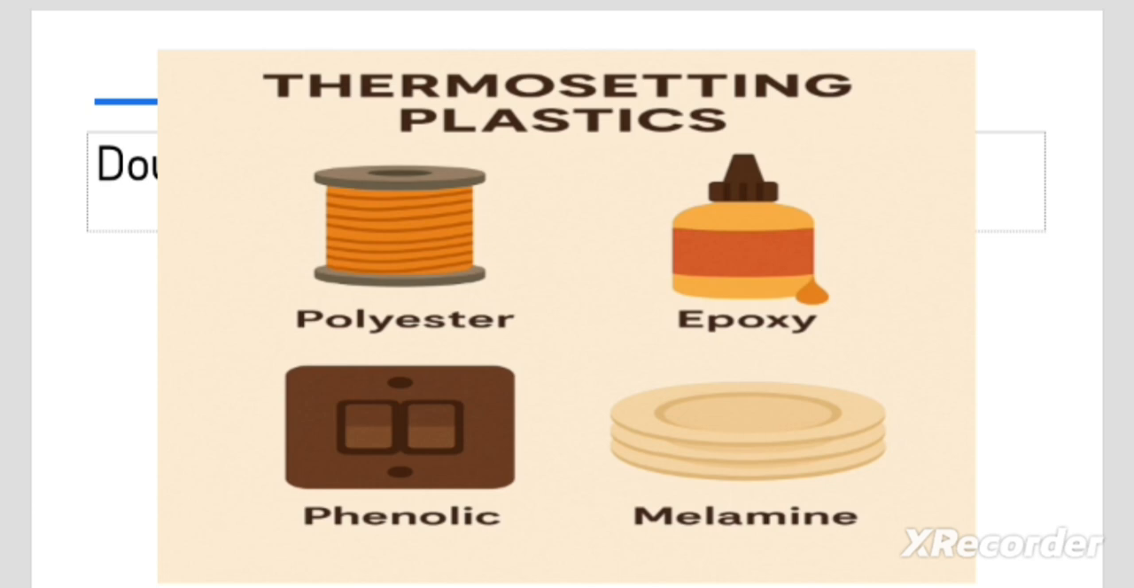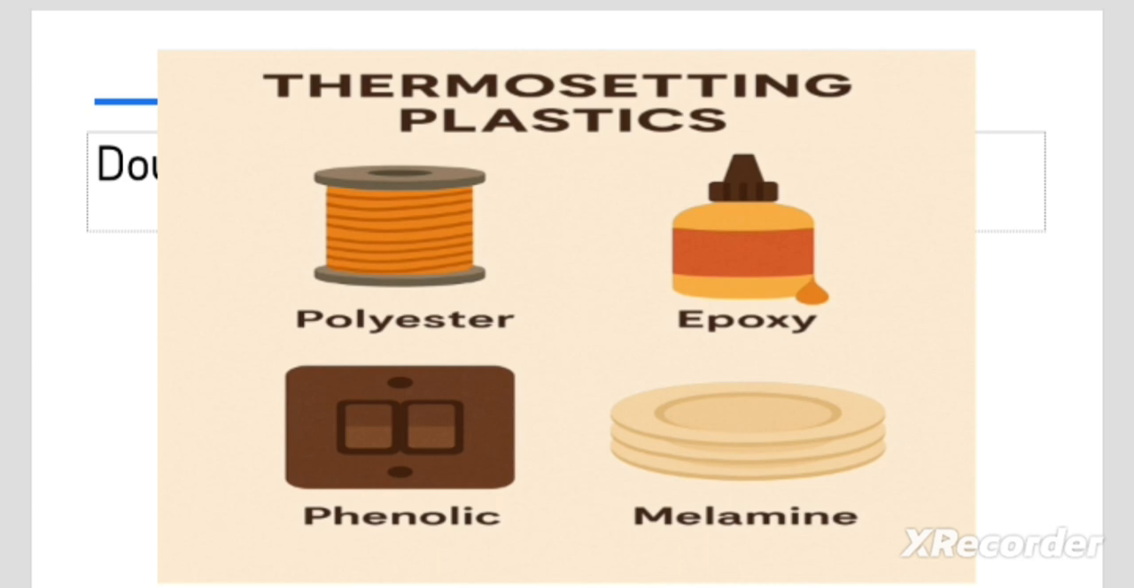Thermosetting plastics harden when heated once, and they stay hard forever. After setting, they can't be melted or reshaped. Think of it like baking a cake. Once baked, you can't turn it back into batter. So the properties of these plastics are, they are strong and hard. They can only be shaped once.